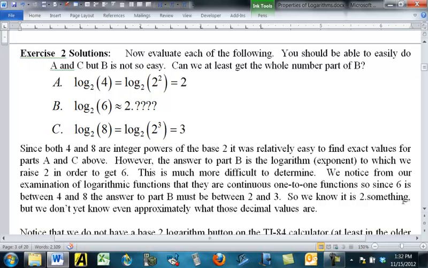So it's got to be between 2 and 3. So it's 2 point something. I don't know what to put in those question marks just yet. So we're going to have to figure out a way of doing this. So how are we going to figure out a decimal?